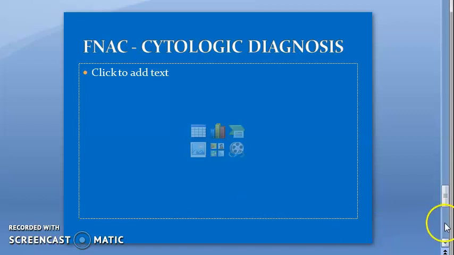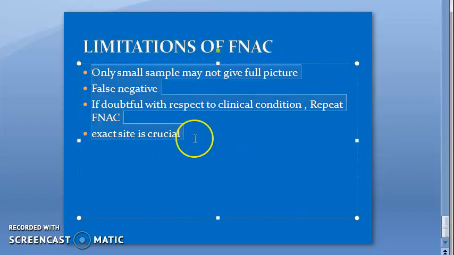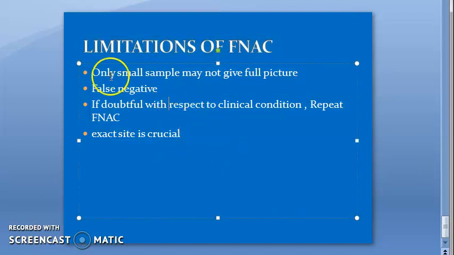Then we have to look at some cytologic diagnosis. Some heading is there like this. Let's see if we will cover it. Coming to limitations of FNAC, the only thing they have written here is that only a small sample can be retrieved. When you are retrieving a very small sample, you may not get the full picture. It may lead to false negatives.